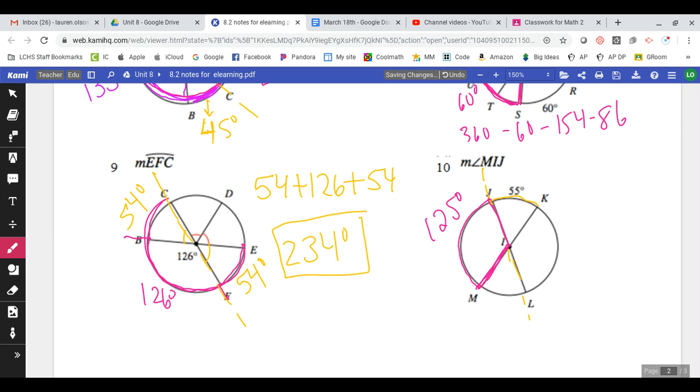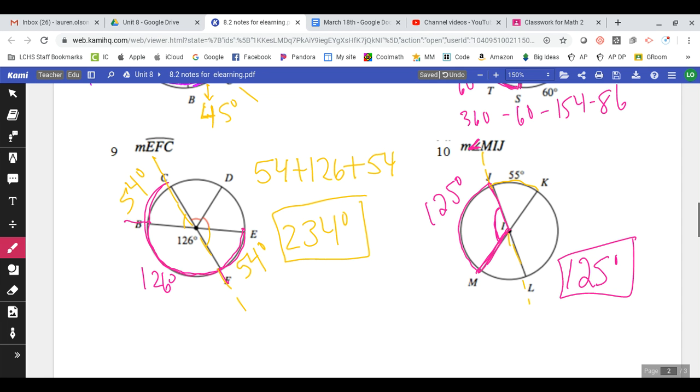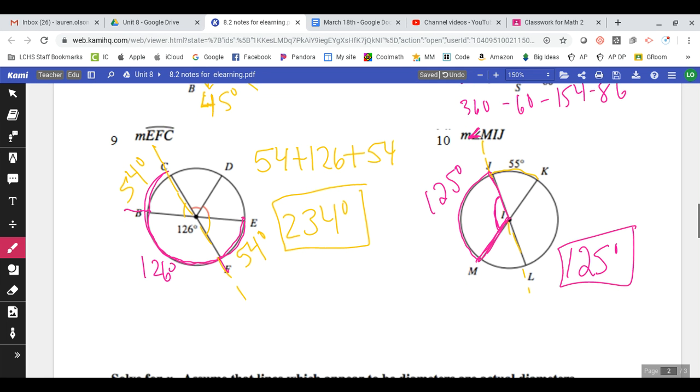And since that's the arc, it is also equal to that angle that I'm looking for, right? So they asked me for the angle, but I know that central angles are equal to their arcs. So if I know one, I know the other. So my answer here is 125 degrees, okay? This little symbol here is telling me angle. When I see the swoosh, I'm looking for arcs, but the central angles and the arcs are equal in measure.